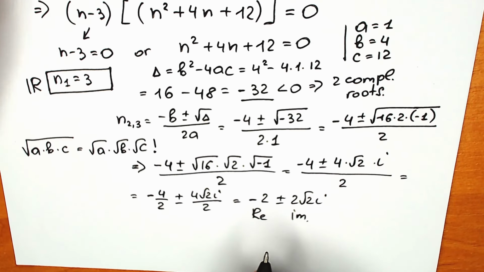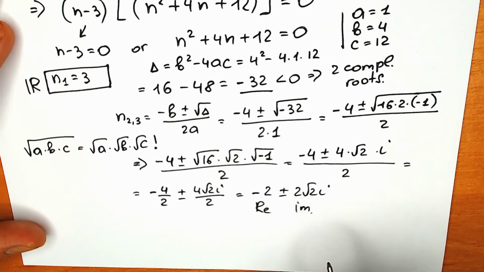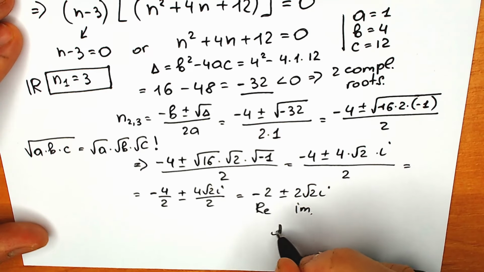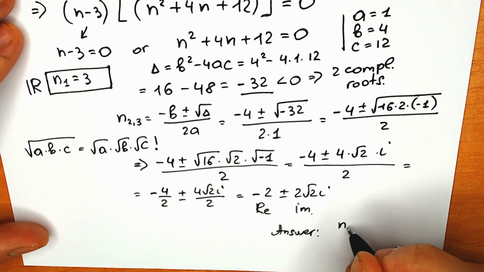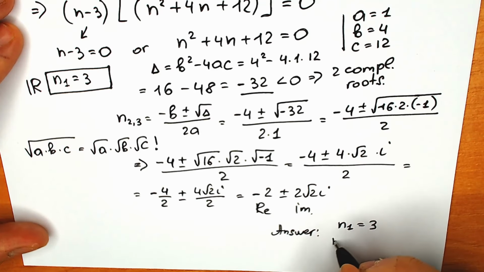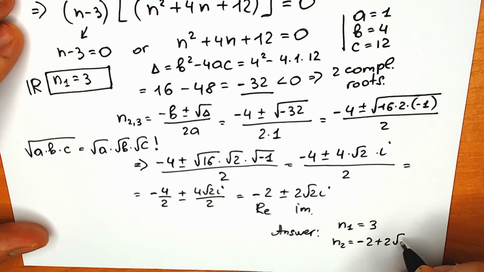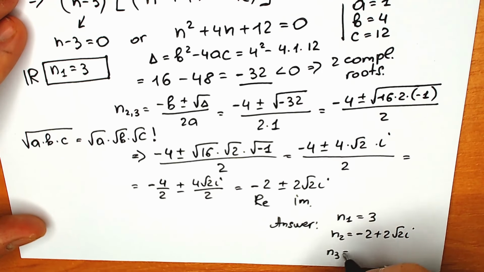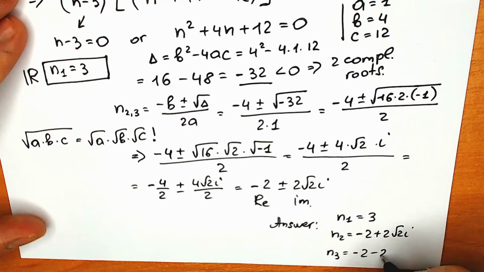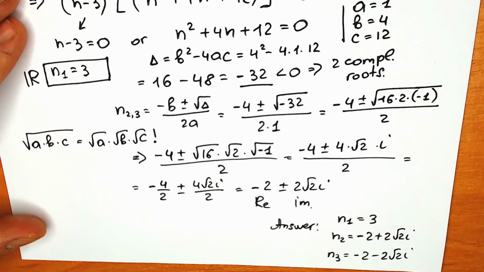So let's write our final answer to this question right here, for example, on the right side. So our answer: n first equal to 3, n second equal to minus 2 plus 2 square root of 2 times i, and n third equal to minus 2 minus 2 square root of 2 times i.